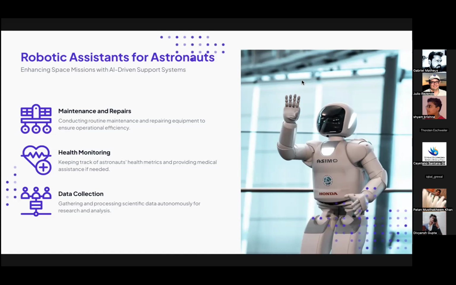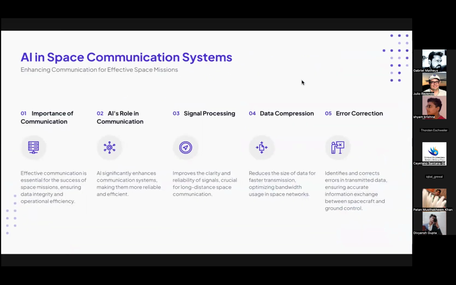Then, going to the next slide, we have AI in space communication systems. First of all, enhancing communication for effective space missions. The first and foremost, the most important thing in space missions is communication between the ground station and the satellite or the astronauts who are present in it. This is a very important concept in space systems. Now, how can we use AI in this communication system?